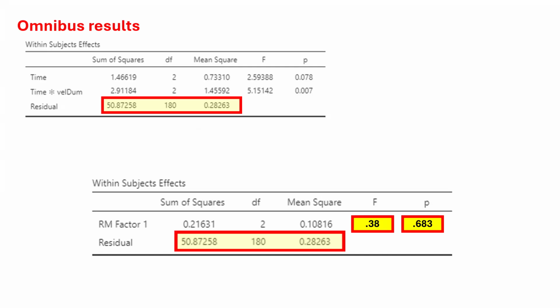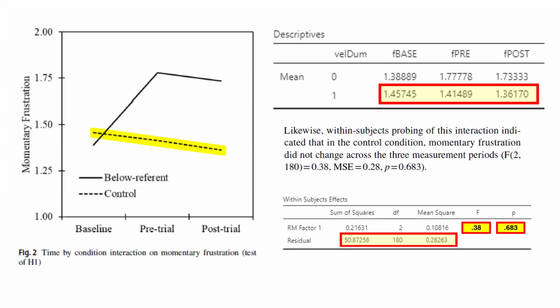So if I come back to what's reported in the text, we see that, yes, I have an F with 2 and 180 degrees of freedom. I'm using all of my data. My mean squared error is 0.28, which is the same as it was from the omnibus test. And that has a p-value of 0.683.